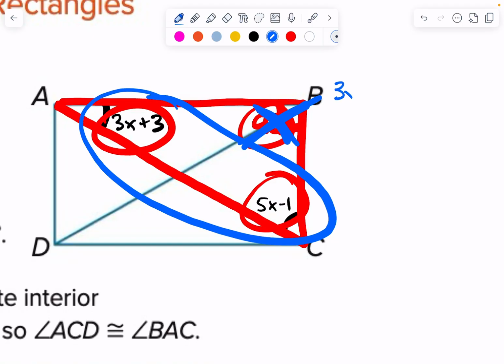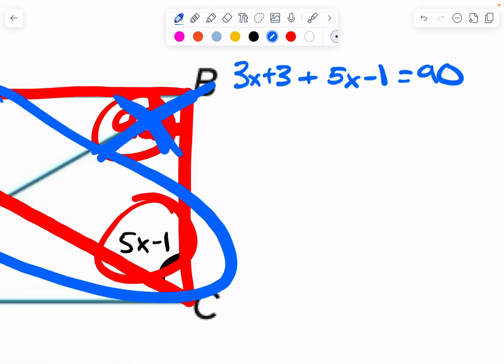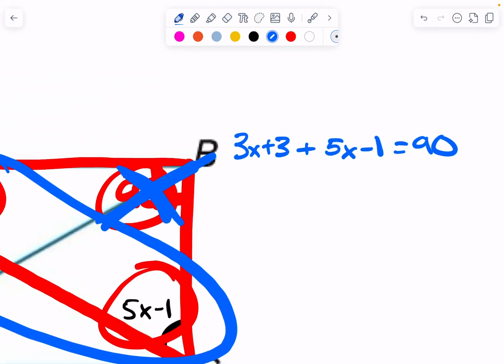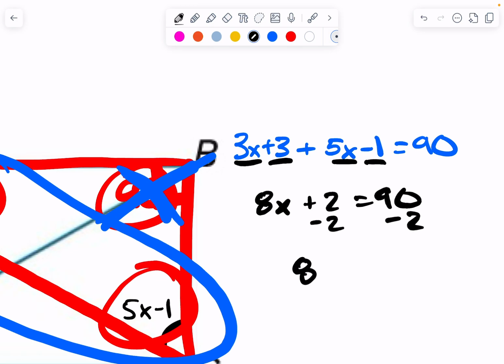So I can just say 3x plus 3 plus the other 5x minus 1 has to add up to be 90, and I get it faster, right? You could have added the 90 in there and set it equal to 180, but go faster. All right, so 3x and 5x is 8x. 3 minus 1 is 2, equals 90. Let's subtract the 2. 8x equals 88, and then x is 11.